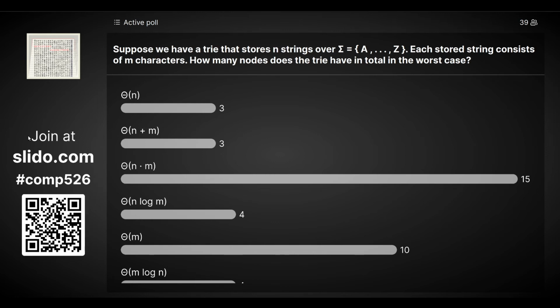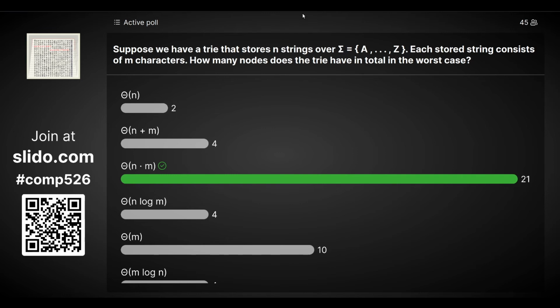At the danger of influencing the rest of you, we have a peak for this answer, and that's the correct one. So theta of n times m for the worst case. What's more important for me is to point out A, how comes, and B, what does it mean?